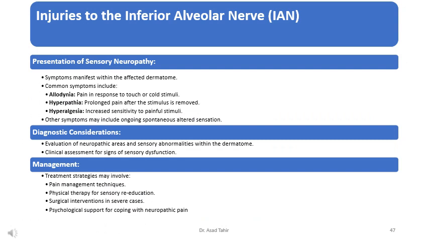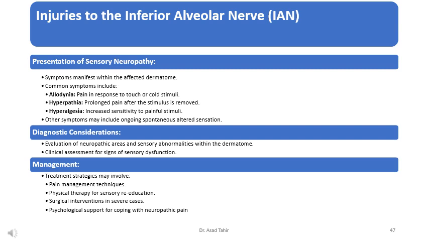Injuries to the inferior alveolar nerve, IAN. Presentation of sensory neuropathy. Symptoms manifest within the affected dermatome. Common symptoms include allodynia, pain in response to touch or cold stimuli. Hyperpathia, prolonged pain after the stimulus is removed. Hyperalgesia, increased sensitivity to painful stimuli. Other symptoms may include ongoing spontaneous altered sensation.